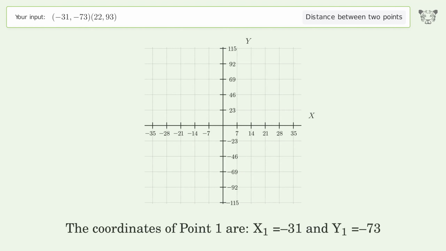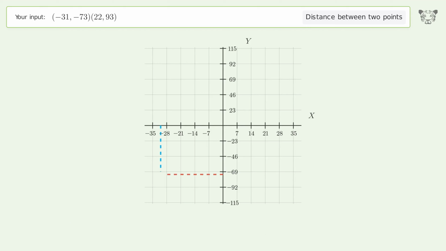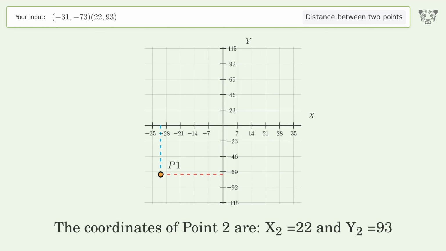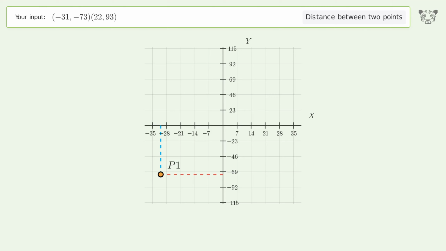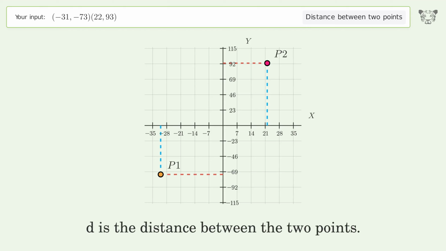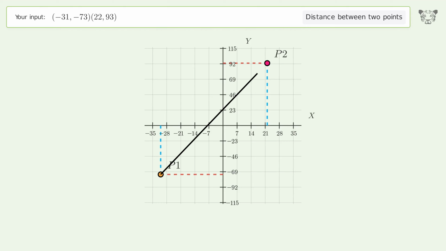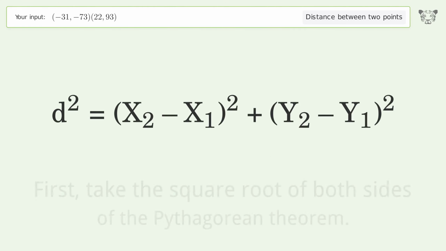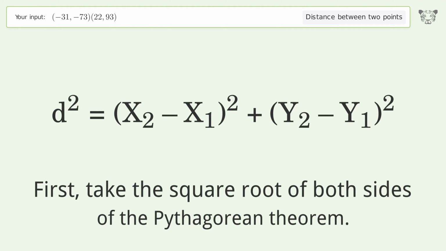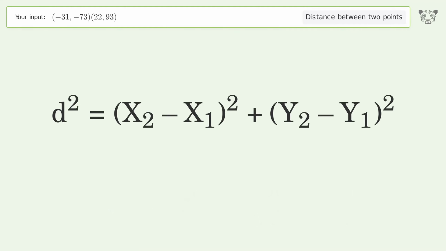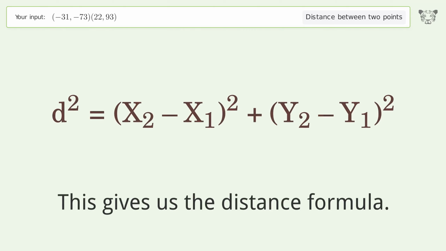The coordinates of point 1 are x1 equals -31 and y1 equals -73. The coordinates of point 2 are x2 equals 22 and y2 equals 93. D is the distance between the 2 points. First, take the square root of both sides of the Pythagorean theorem. This gives us the distance formula.